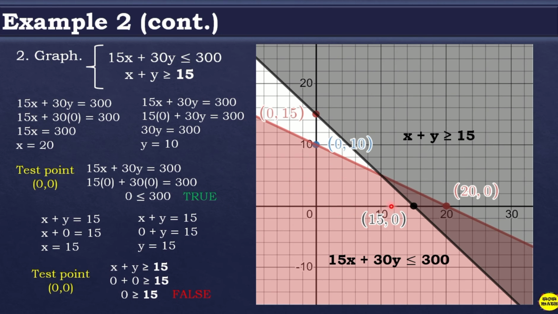Okay? So, kapag nag-true, isasama mo. Kaya itong pink na 'to, yung first inequality mo na 15x plus 30y is less than or equal to 300, kasama yung origin sa shaded region. Pero ito, nag-false, hindi mo siya isasama, kaya sa kabilang side ka. Okay. So, this is the graph of the system.